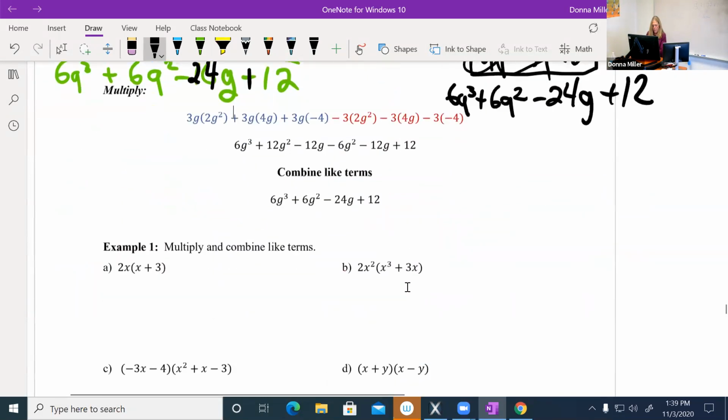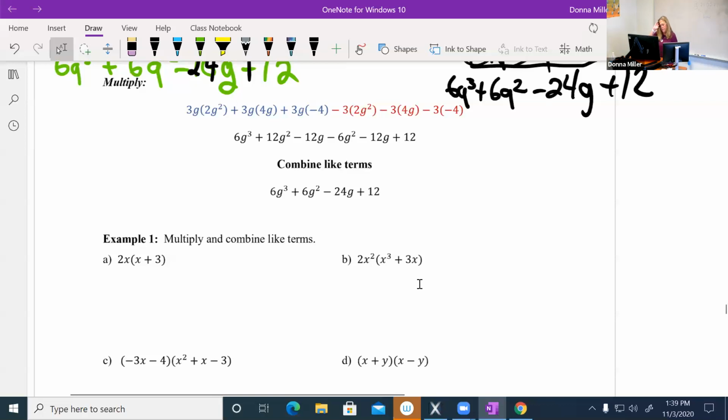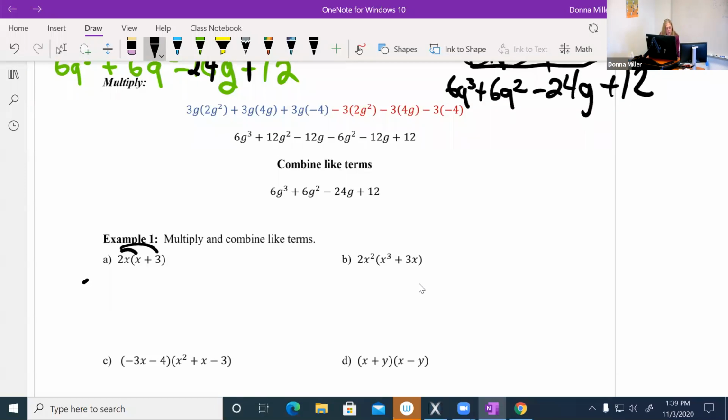All right, so when you have a monomial, you just distribute it through. This is a monomial, one term. So 2x times x would be 2x squared, and then you carry the plus. 2x times 3 would be 6x, right? You guys okay with this? You're quiet today. Yeah, okay.